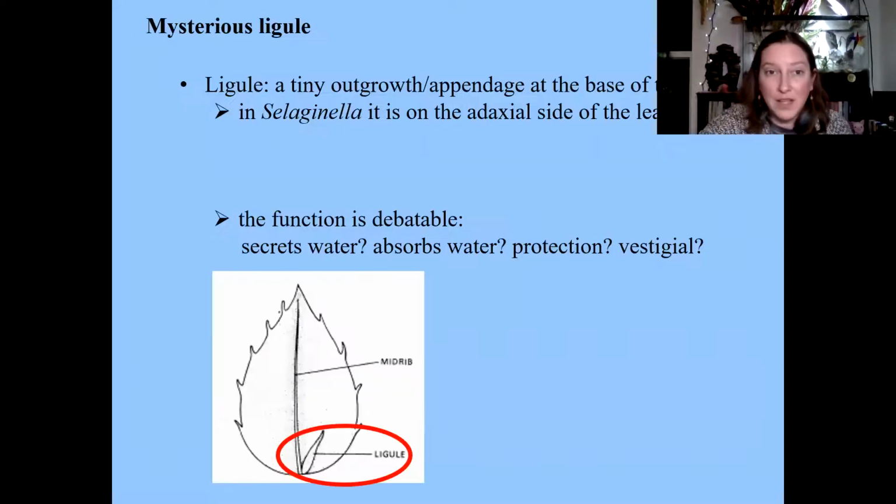Okay, briefly, a ligule is a thing. We don't really know what ligule does. Ligule shows up on some plant structures. In Selaginella, it is on the leaves. Don't worry about the adaxial thing right now. We don't know what it does. Maybe it secretes water, maybe it absorbs water, maybe it's for protection, maybe it's a leftover thing, like a vestigial thing. We don't know.